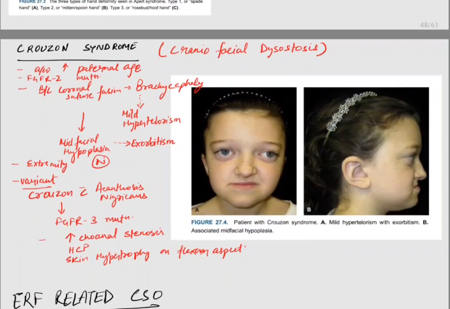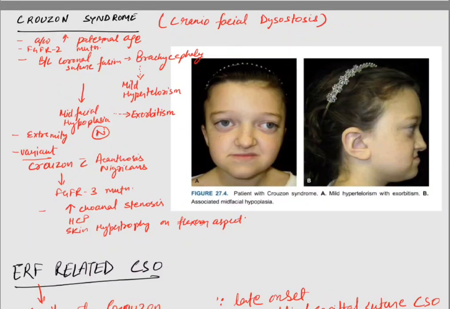Now coming to Crouzon Syndrome. Crouzon Syndrome is also known as craniofacial dysostosis. It is associated with increased paternal age. Here there is also an FGFR2 mutation. Similar to Apert Syndrome, there is bilateral coronal suture fusion. Therefore, there is brachycephaly. Brachycephaly causes mild hypertelorism. There is associated midfacial hypoplasia leading to exorbitism, but here the extremities are normal. This point differentiates Crouzon syndrome from Apert syndrome.